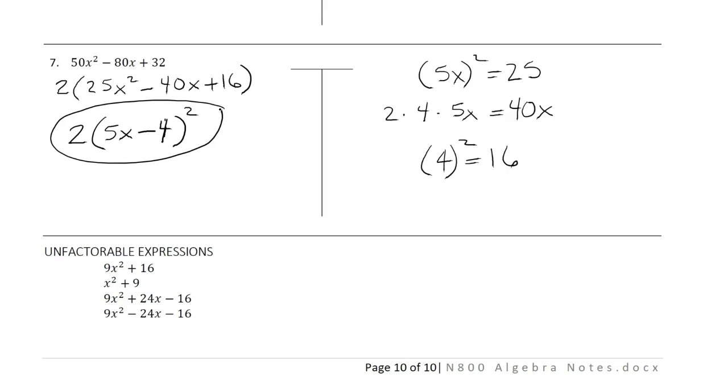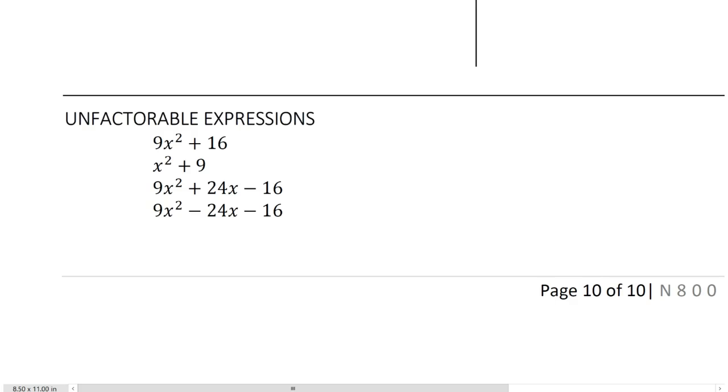So we've practiced the shortcuts for 3 different special cases. Before you finish, there's one warning. Beware of these expressions. They are unfactorable. This is not a difference of squares because there's a plus in between. 2 perfect squares with a plus in between is not factorable. In both cases, these are not factorable.